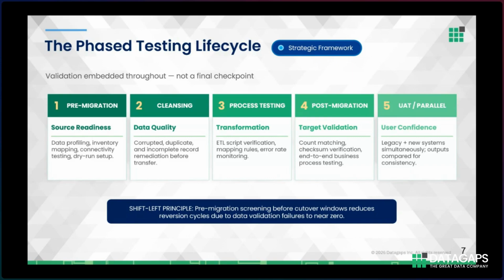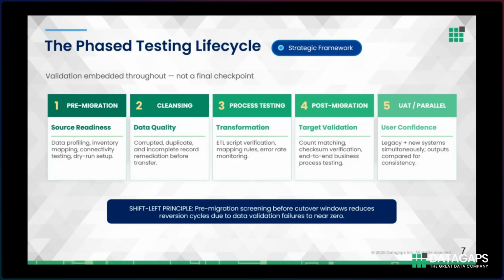And finally, you have the user acceptance testing and the other parallel testing, which runs to build your confidence. So running the legacy system and the new system simultaneously, comparing the outputs, letting the business users sign off is the final human layer before you cut over.